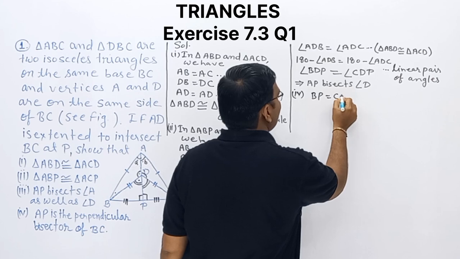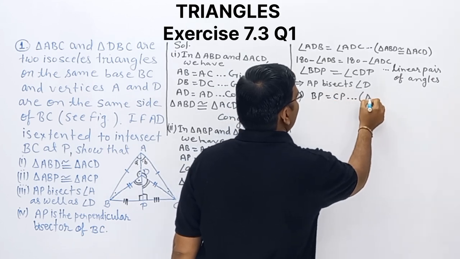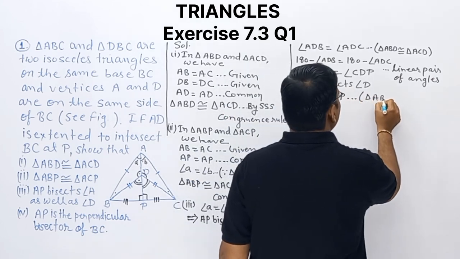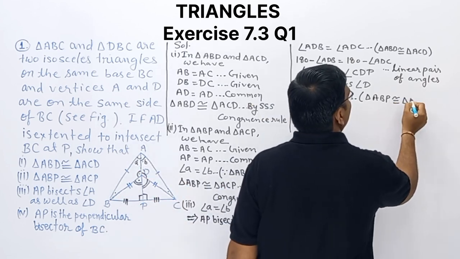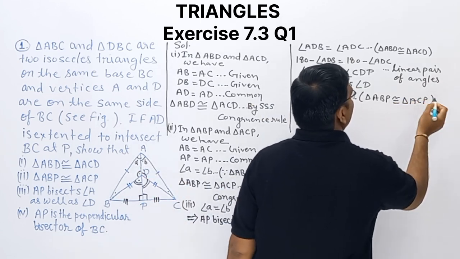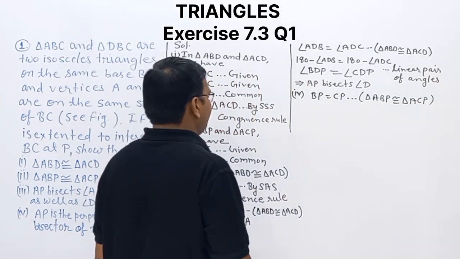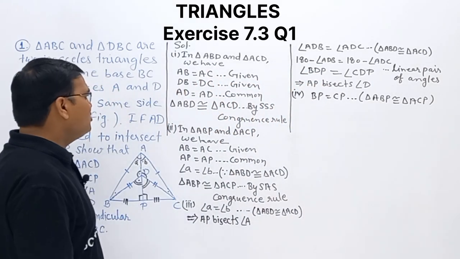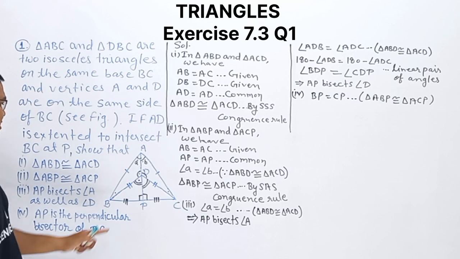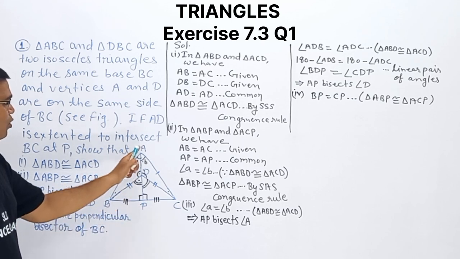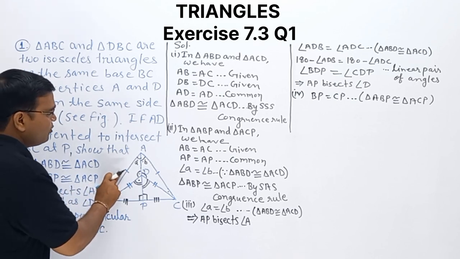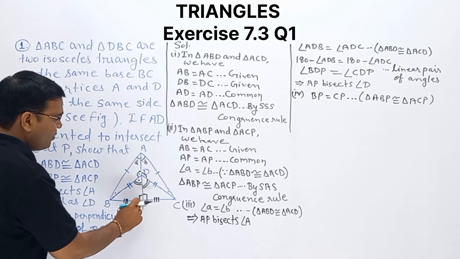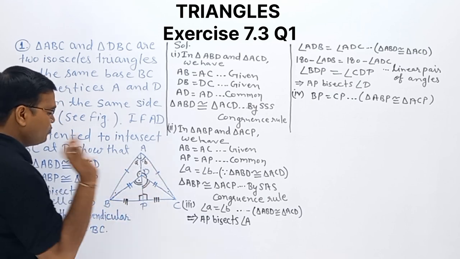equals CP. Why? Triangle ABP is congruent to triangle ACP. So we can say like this. Once these two triangles are congruent, ABP is congruent to ACP, then by CPCT we can say corresponding parts will be equal. This equals this one, this is common in both, and this equals this one.